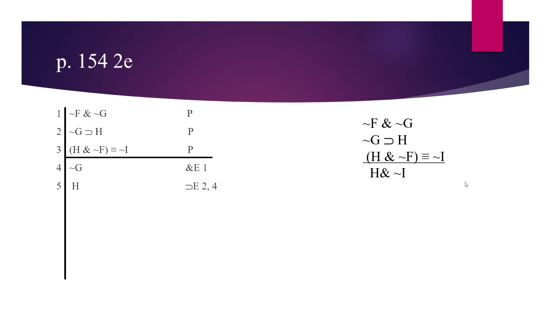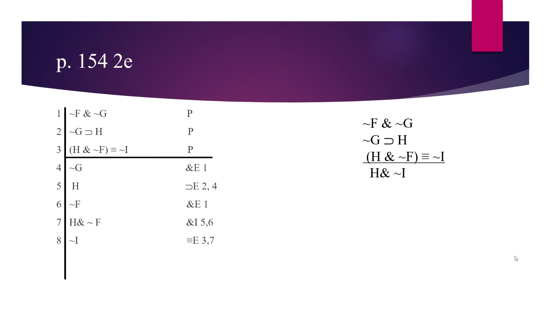We already have H on line 5, so I'm going to get it's not the case that F on line 6 using conjunction elimination from line 1. Now we can use conjunction introduction from line 5 that has H and line 6 that has it's not the case that F to get H and it's not the case that F. So now we have the left side of this biconditional on line 3, and we can now use biconditional elimination to get it's not the case that I, that other side of the biconditional on line 8, and here we cite line 3 and line 7.